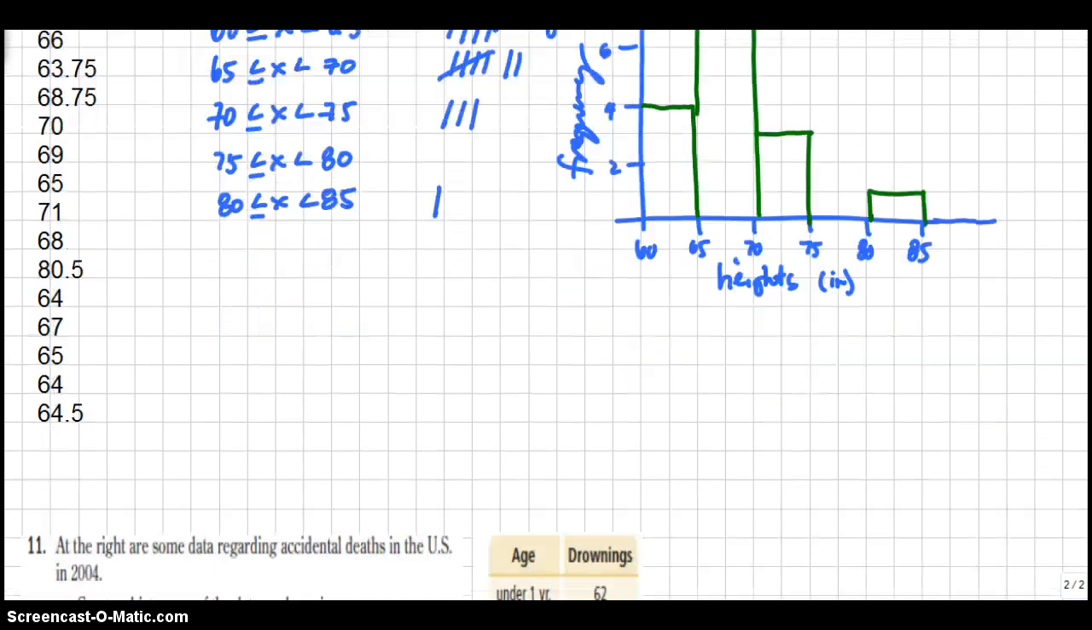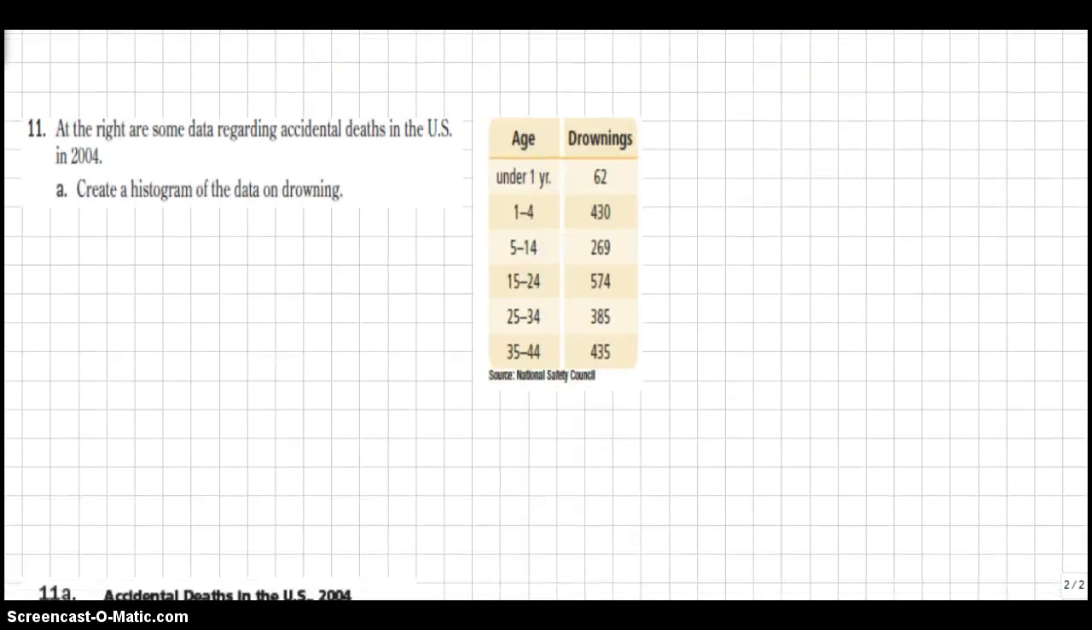Let's go ahead and try one more question. This is from number 11 in the homework. This one already has the frequency table finished.